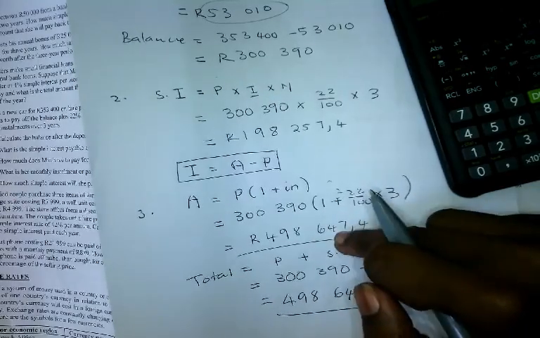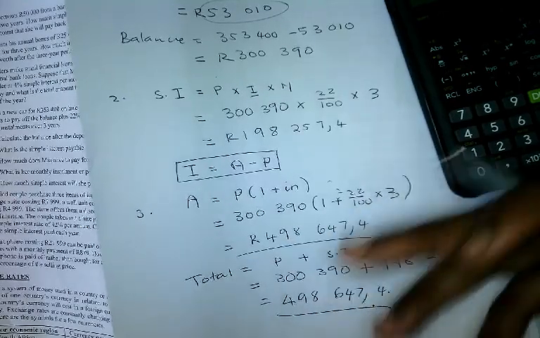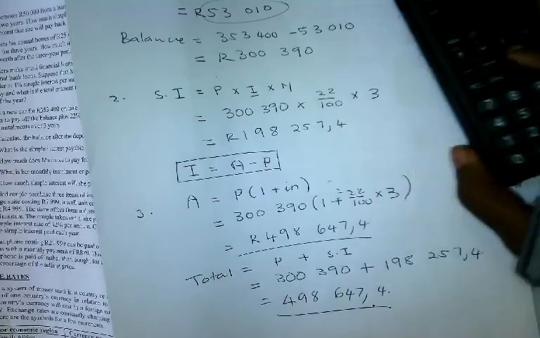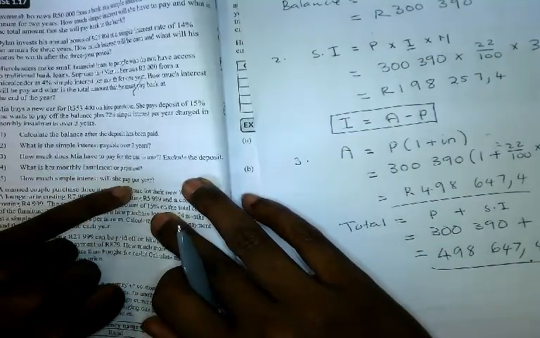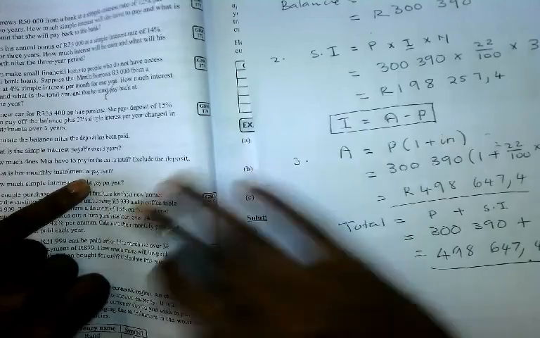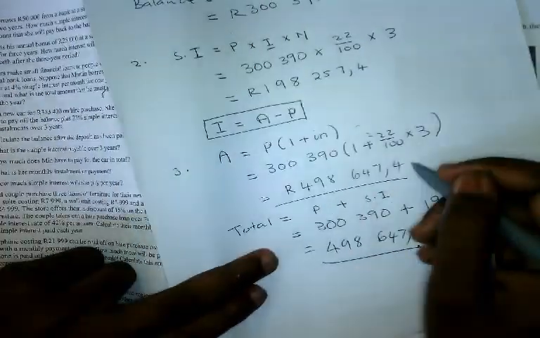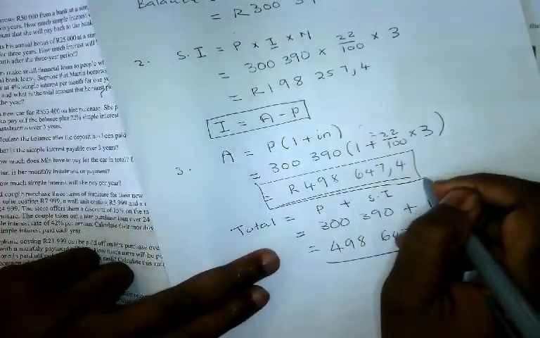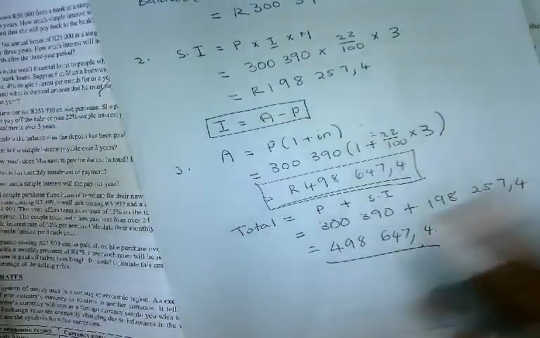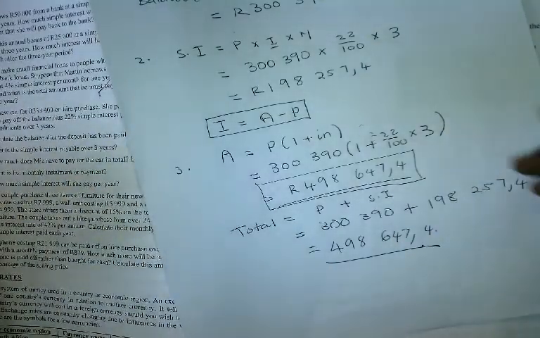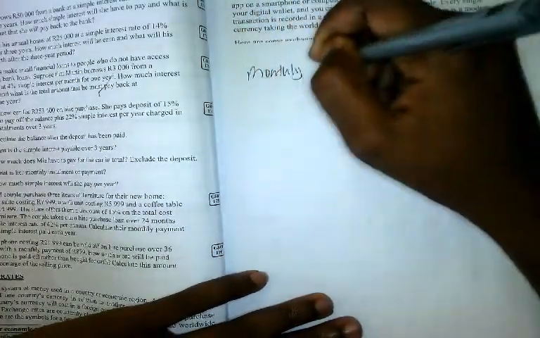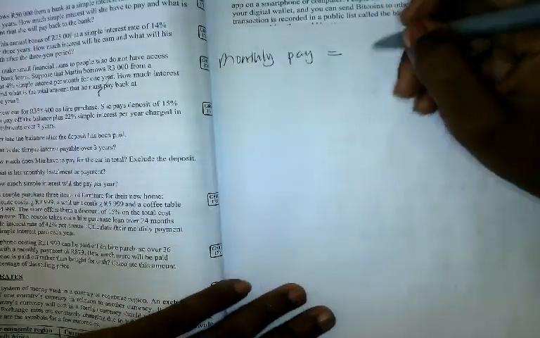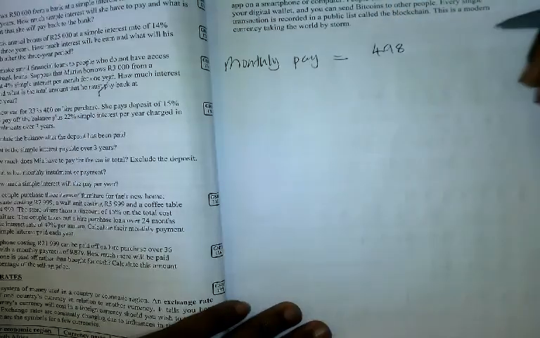And then the last question, question 4, says, what is her monthly installment or payment? How much is she paying per month? You take the total cost, you divide the total cost by the number of months. She's paying this for how many months? Monthly payment will be 498,647.4. Divide this by how many months are in 3 years?